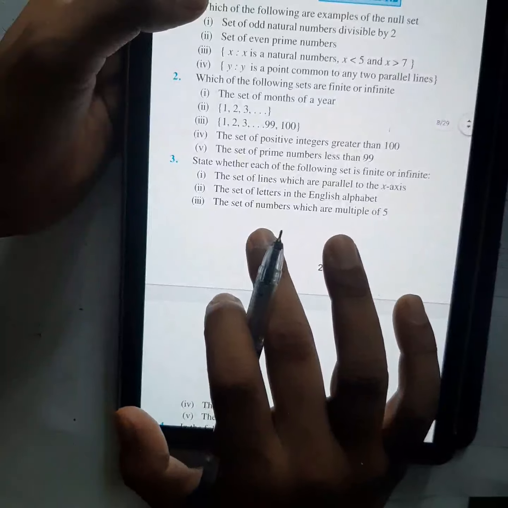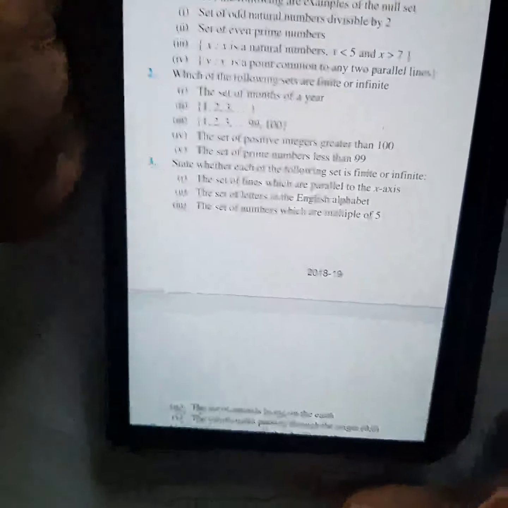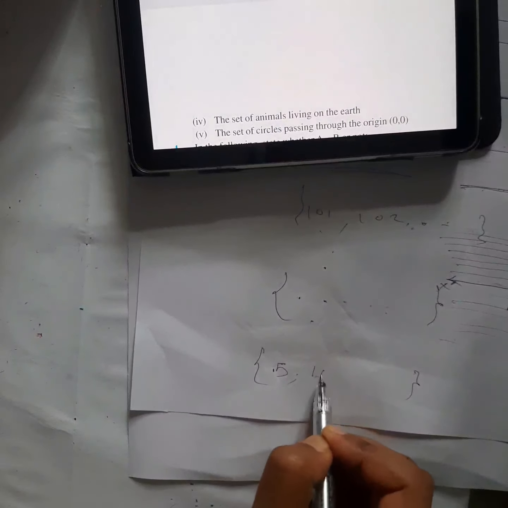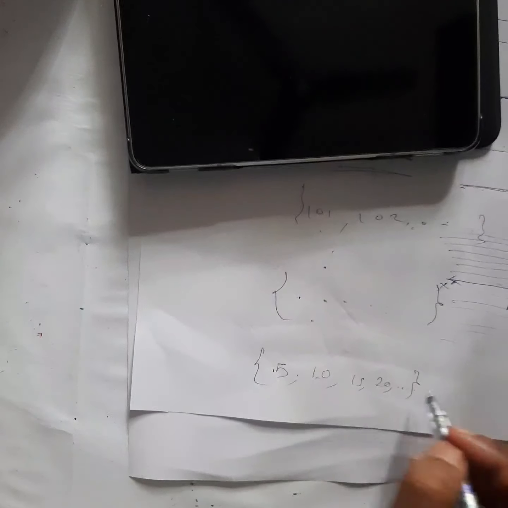Okay. The set of numbers which are multiples of 5. Set of numbers. What are these numbers? Multiples of 5. So multiples of 5, what are the numbers? 5, 10, 15, 20. Can you end up? Obviously no. So this is an infinite set.